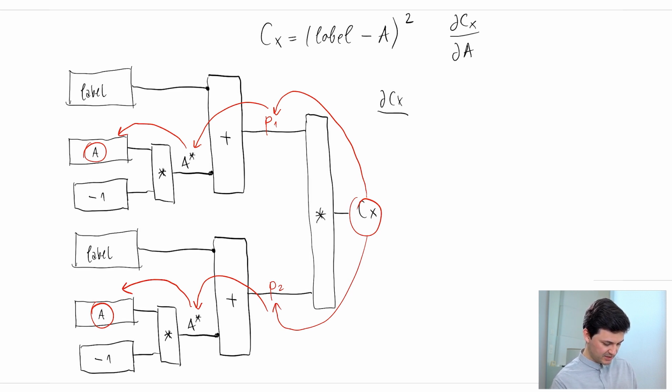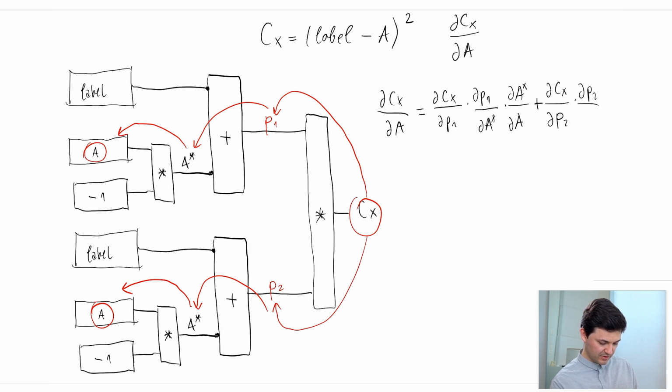So delta Cx in terms of delta A equals delta Cx in terms of P1 times delta P1 in terms of delta A star times delta A star in terms of delta A. But then there is another path that we need to consider, so we need to add that path too. So plus delta Cx over delta P2 times delta P2 in terms of delta A star times delta A star in terms of delta A. Okay, this looks like a complicated expression, but trust me, it is very simple.